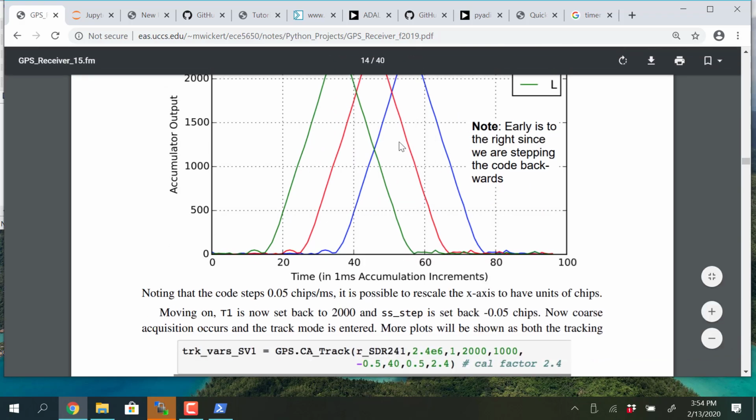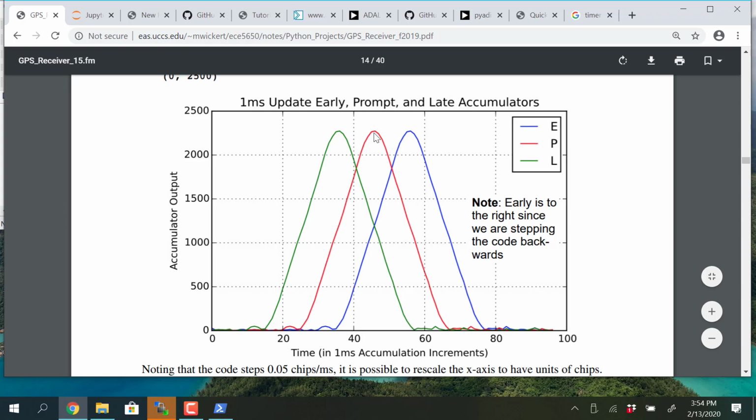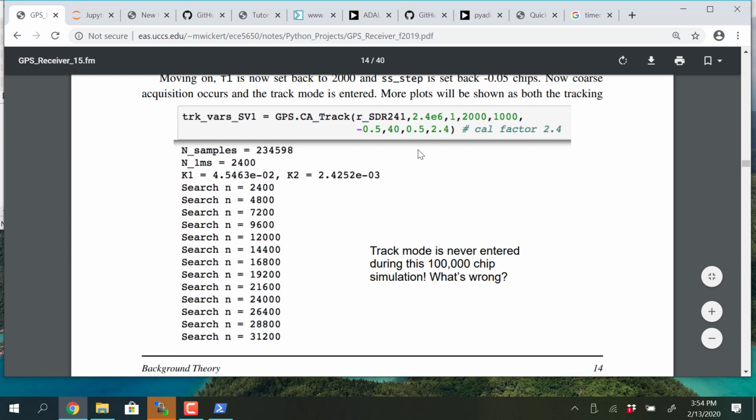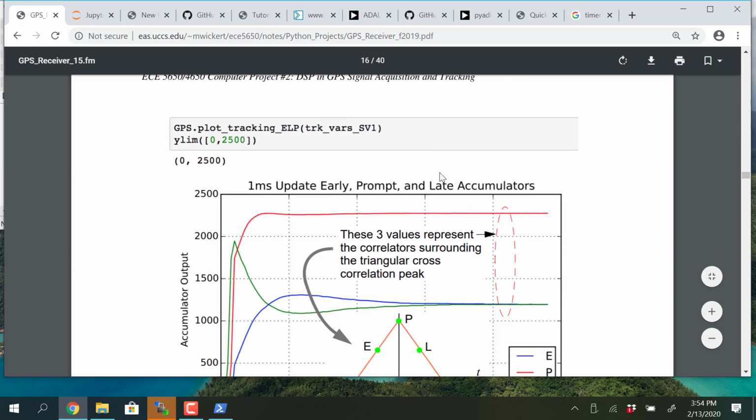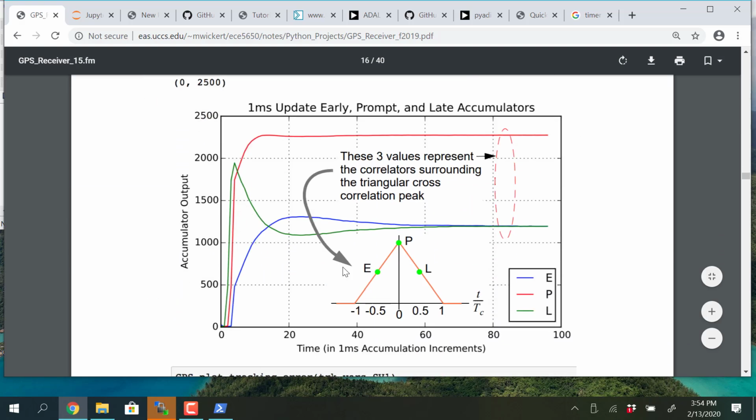So you get three correlators running, one on the prompt, which is the one that has the peak that you're interested in, but then in order to keep it in lock, you have an early and a late correlator that runs into a tracking loop, and ultimately it tracks the signal here with this red line, which is the peak, but it uses the early and the late to form an error signal.